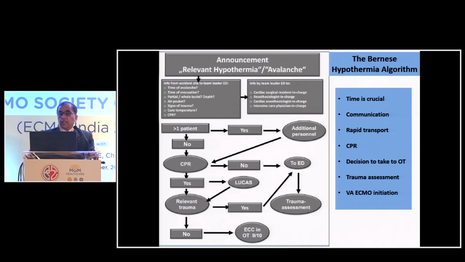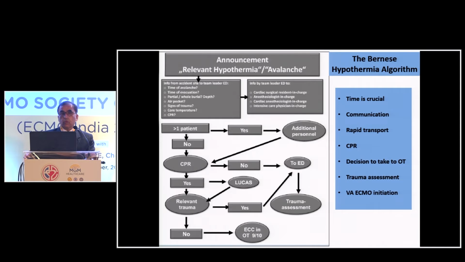So there is an algorithmic approach to how these patients have to be managed. Once you find that a patient is severely hypothermic and the outreach team has identified these patients, there should be good communication between the team leader and the emergency department team leader. So time is really crucial, and communication is very crucial.